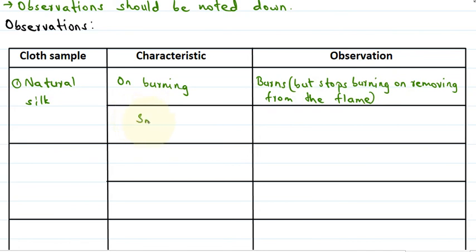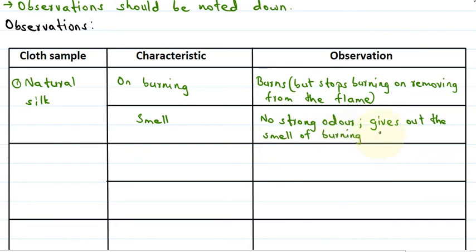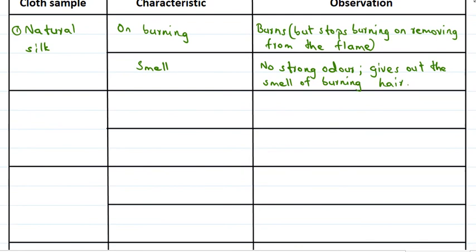Now let's see what kind of smell it gives out. There is no strong odor. It gives out the smell of burning hair. Okay, so this is the observation we can note down in case of natural silk.